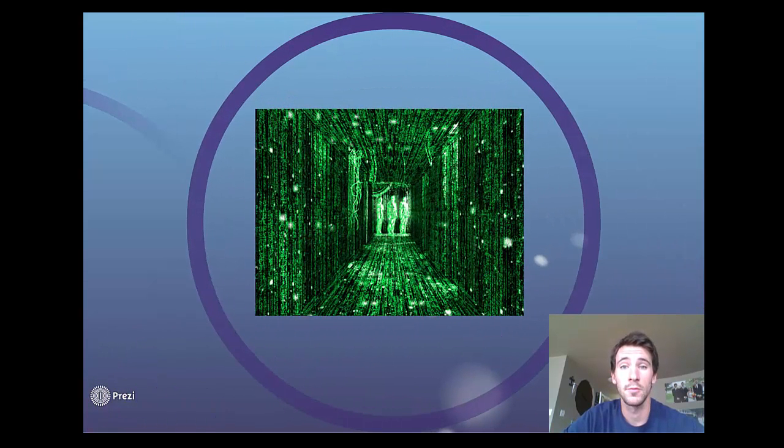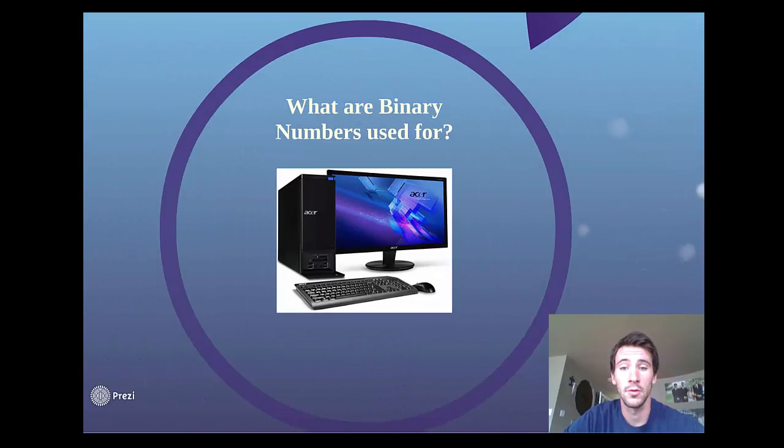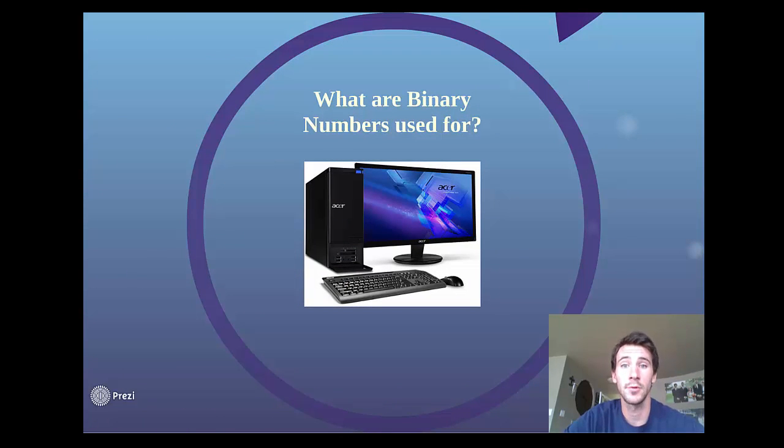Basically, if you ever remember watching The Matrix as a kid, all of those green zeros and ones that are flying all over the screen are the filmmaker's representation of how computers represent information. And that's what binary numbers are used for. Binary numbers are used in your laptop, your computer, your cell phone. Any computer uses binary numbers to represent information and process it.